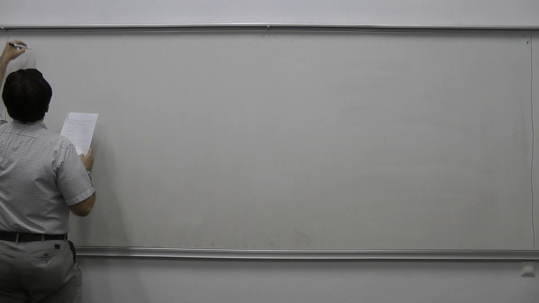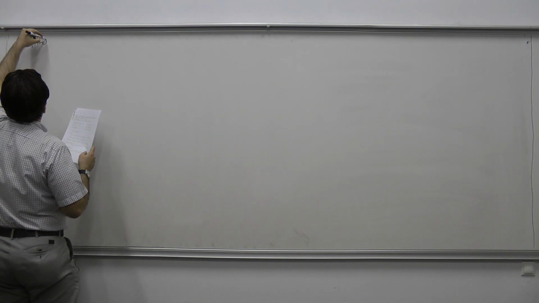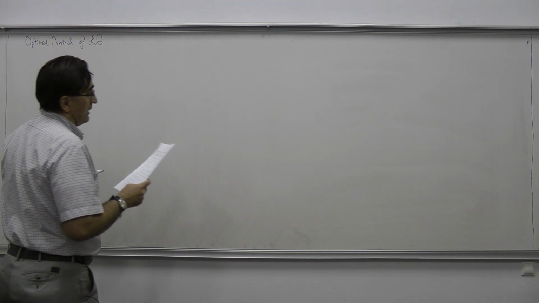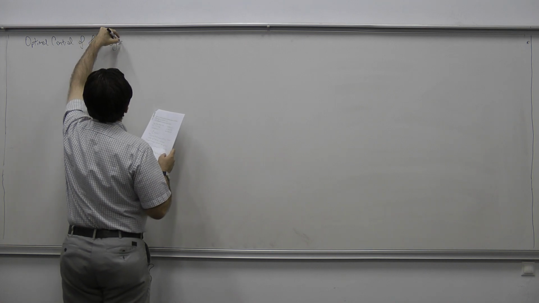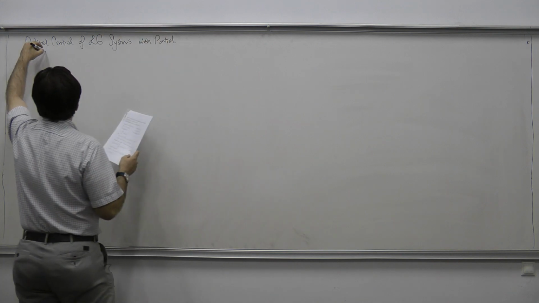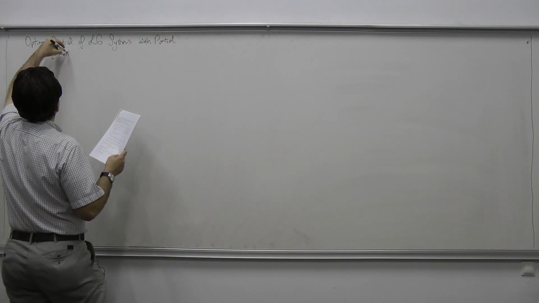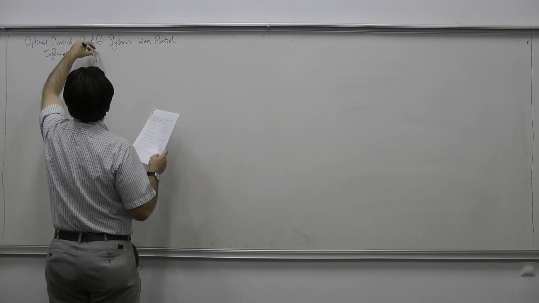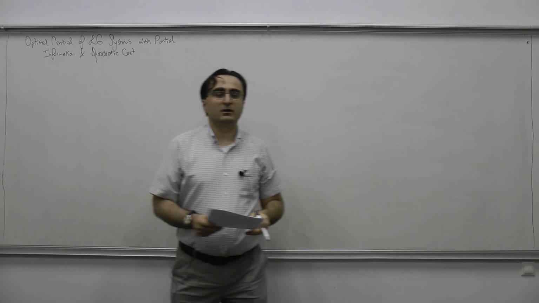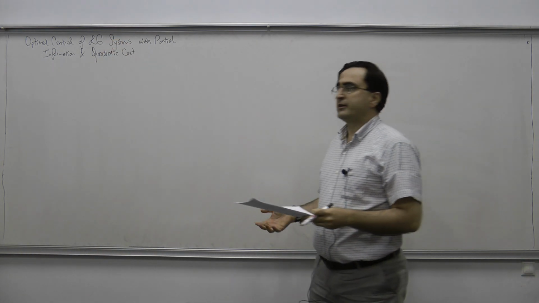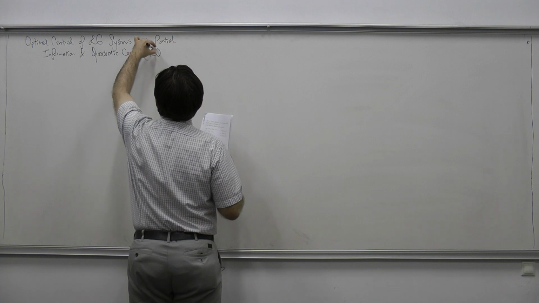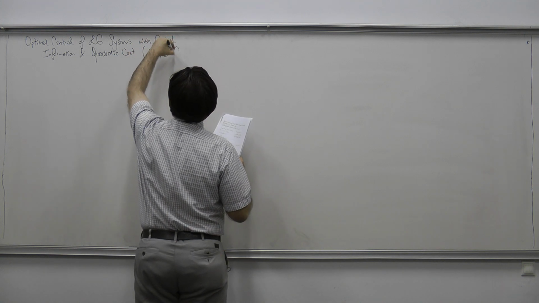So the title is quite long here. We have optimal control of linear Gaussian, I can write LG here, linear Gaussian systems with partial information and quadratic cost. So this is our title, and in the control literature, this topic is called linear quadratic Gaussian control.